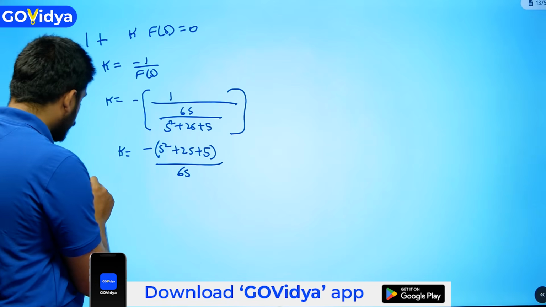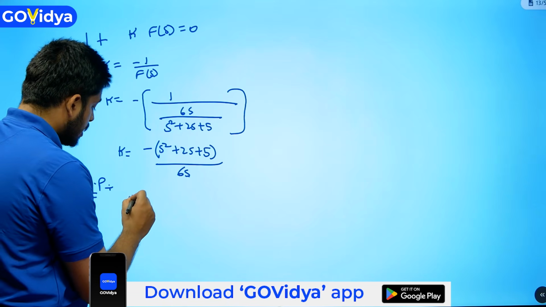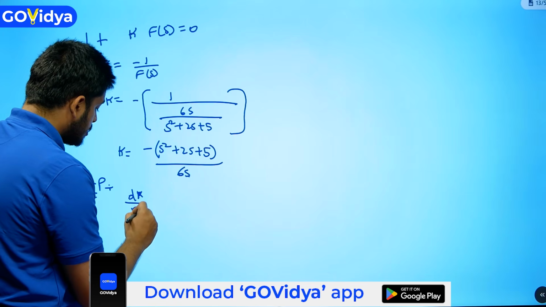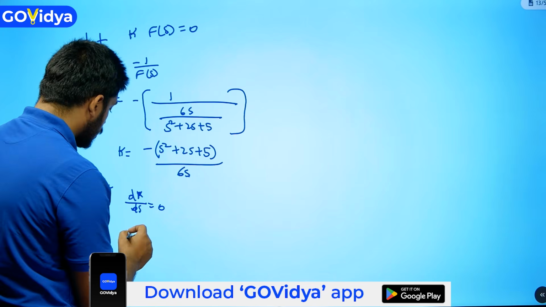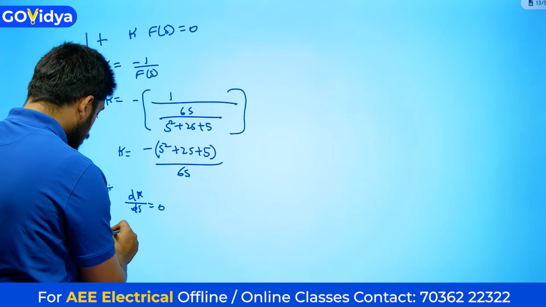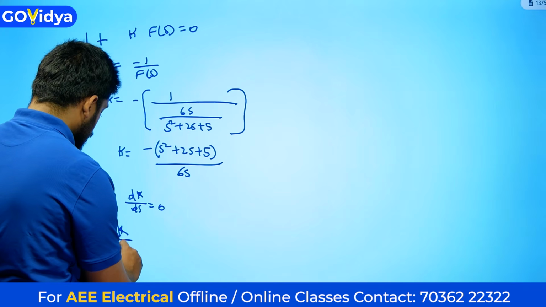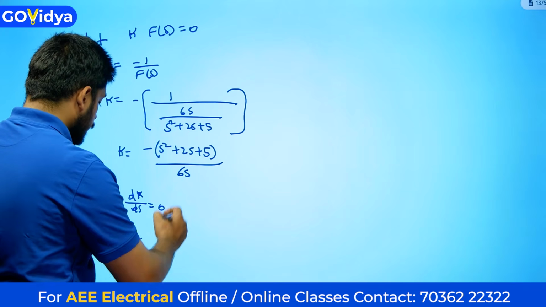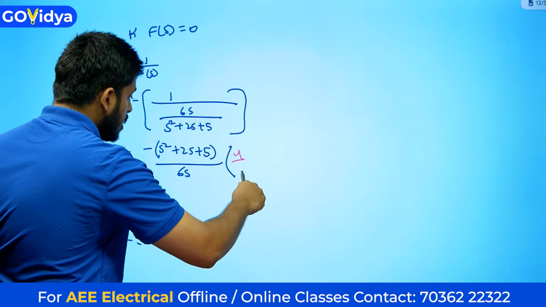What is the formula for finding the break point? dk by ds should be equal to 0. Next, what are we going to do here? Let us differentiate, same u by v method. We are going to get dk by ds is equal to v. What is my v here? I'm writing for reference again, u by v.